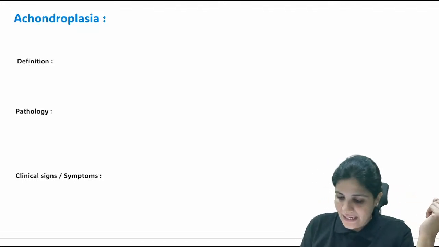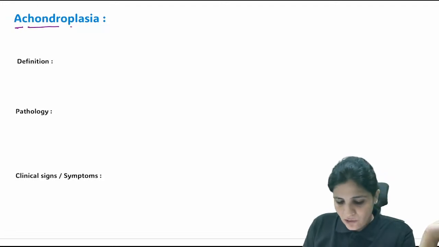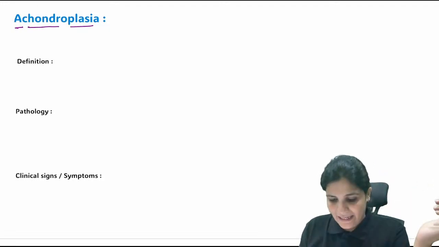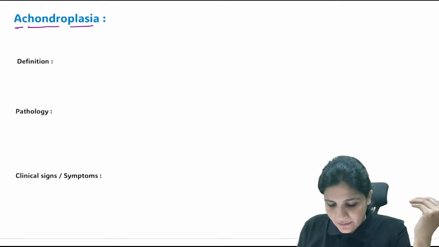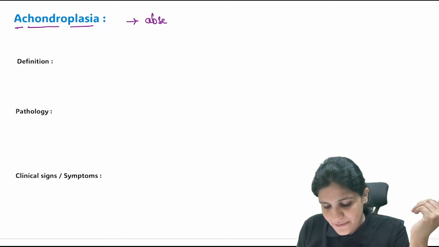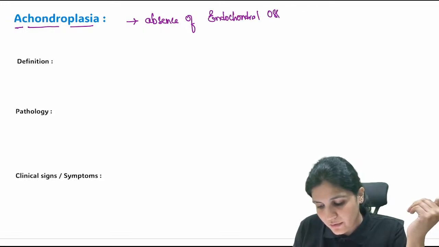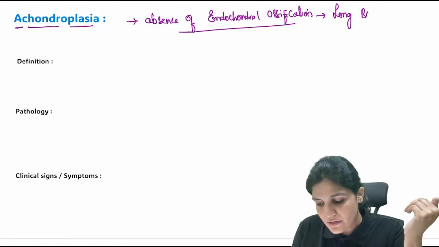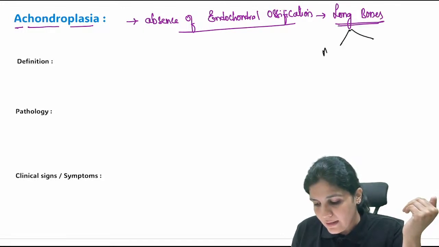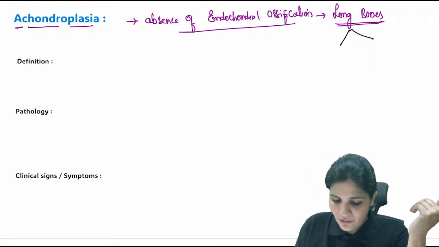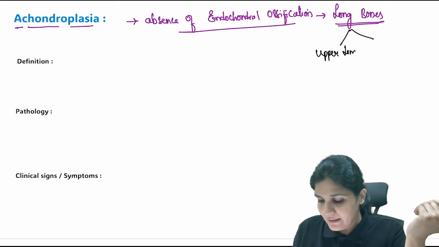So what is achondroplasia? Again, going with the definition and the basics. What do you mean by achondroplasia? A always means absence, or not there. Chondro again means cartilage, right? So here what is actually happening is there is absence of endochondral ossification, especially in the long bones. So mainly your limbs, upper limb and lower limb, are affected. That is what I wanted to tell.